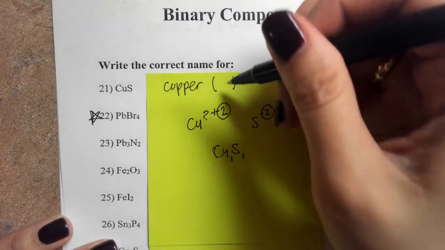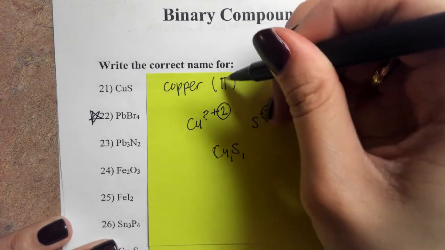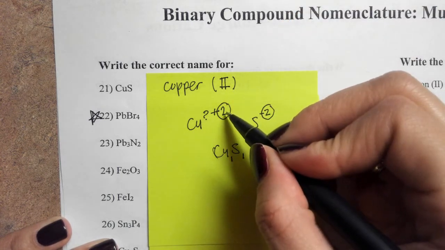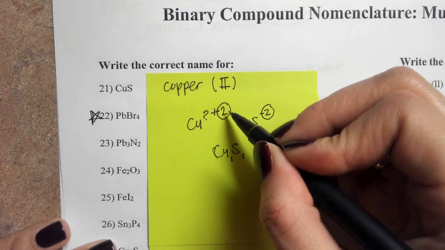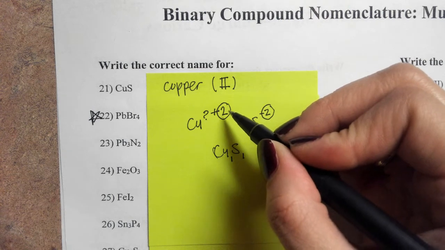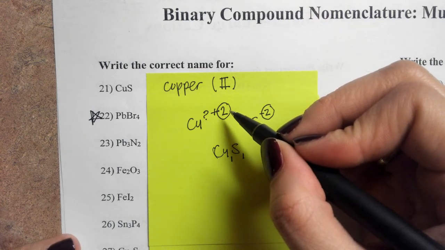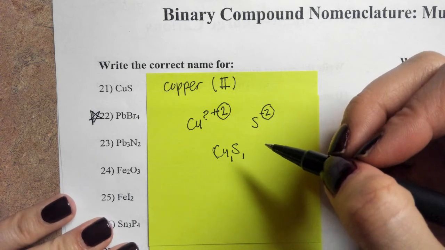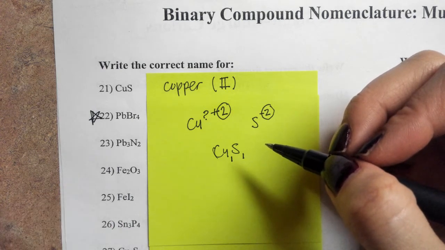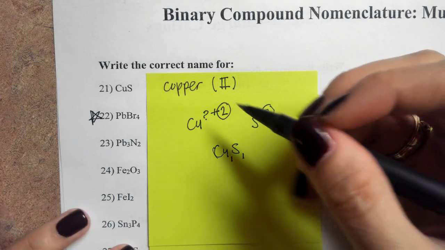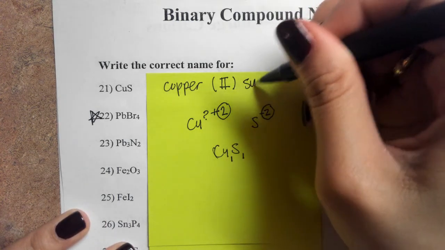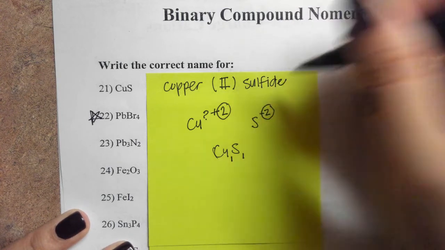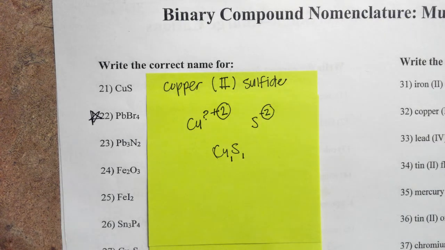So for copper, we're going to write copper(II), because we know that the oxidation number of copper is 2 now. And then finally, we can do our last step, and that's to name the nonmetal, drop the ending, and replace it with IDE. Our nonmetal here is sulfur, and we're going to drop the ending of sulfur and change it to IDE. So instead, we're going to write sulfide. Our final name for this compound is copper(II) sulfide.